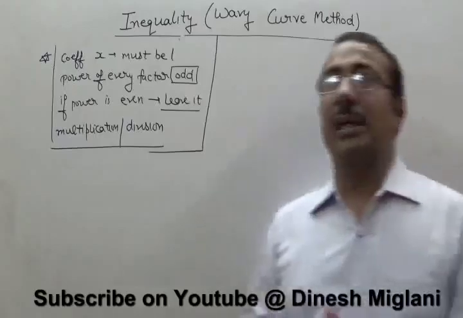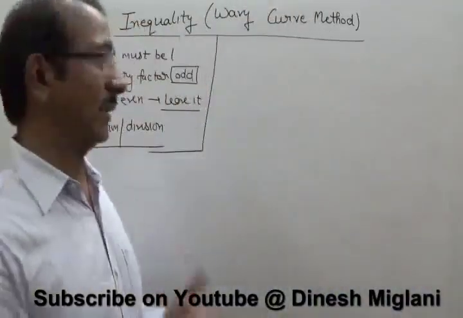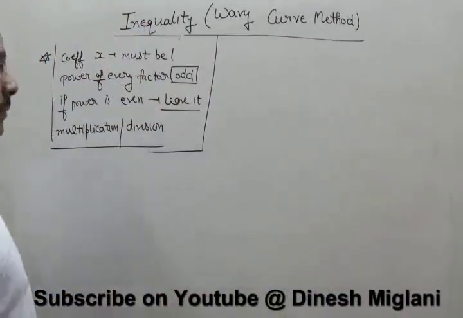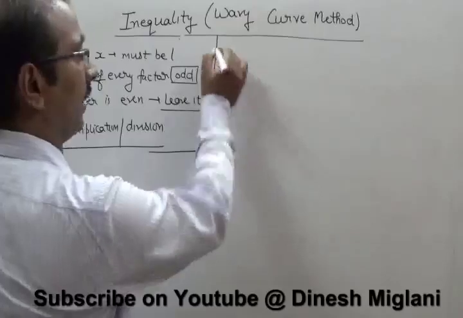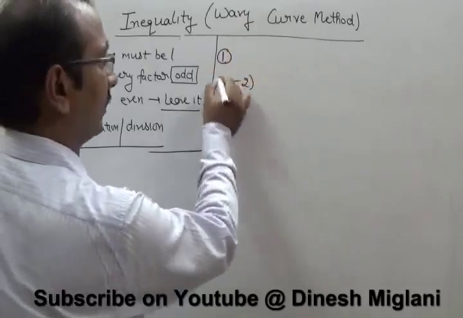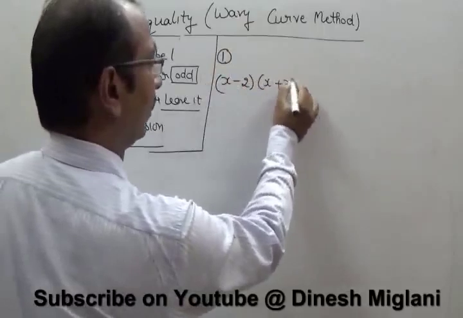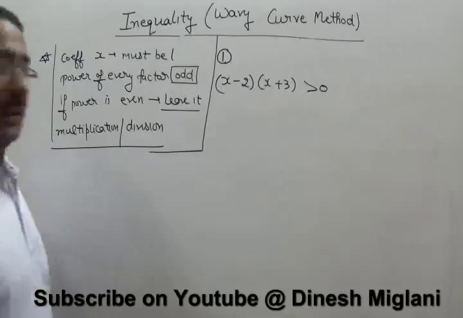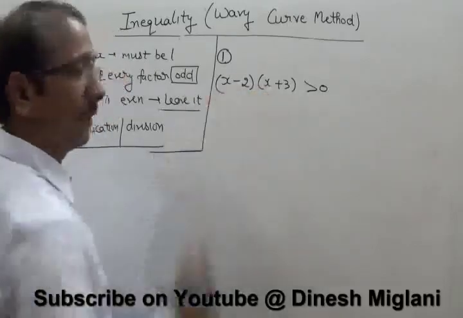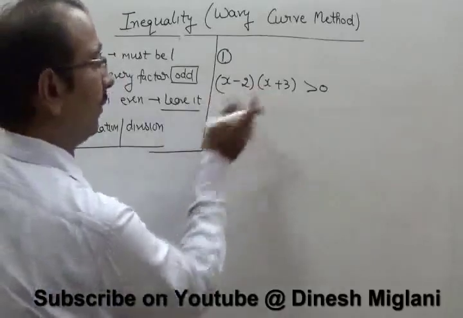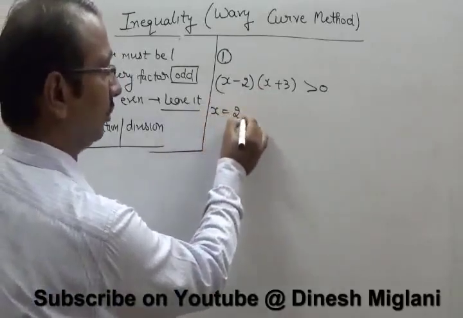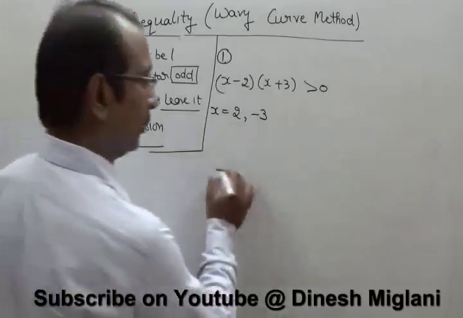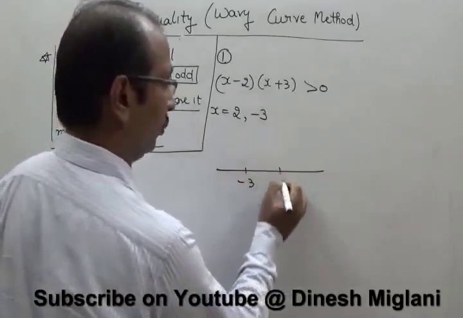Now I am going to state some examples so that you may be in a better position to understand the concept. So I am going to start with the first example. It is given that x minus 2 into x plus 3 is greater than 0. Find the interval of x. The first step is, at 2 places you have x. Put both to be equal to 0. So you get 2 values of x, one is 2 and one is minus 3. That's the first step, right? Now show these 2 points on number line, minus 3 and 2.